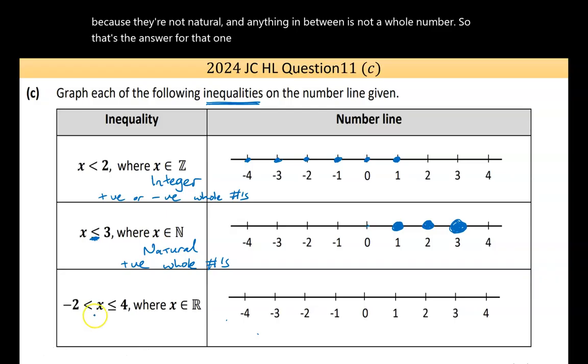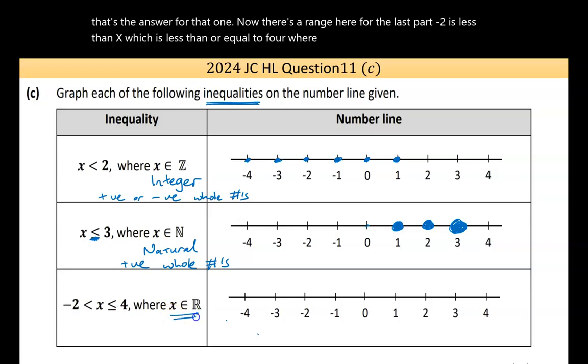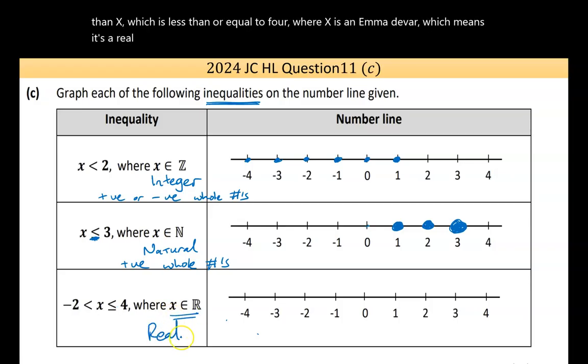Now there's a range here for the last part. -2 < x ≤ 4, where x is an element of R, which means it's a real number, which effectively means it can be any number. So positive, negative, fraction, decimal, whatever.